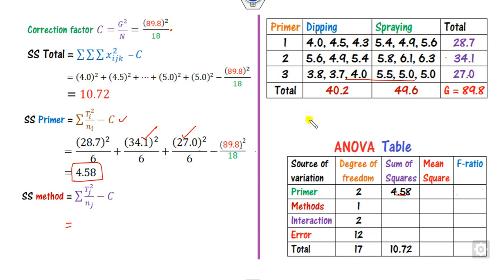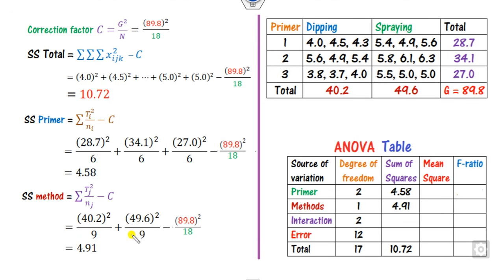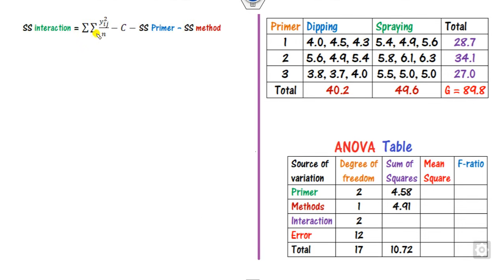Similarly for the methods, the method total is 40.2 squared. How many elements are there in this column? It is 3 plus 3 plus 3, that is 9. Next one is 49.6 squared upon 9, and so on. You will get this number as 4.91. Now how do you find the interaction factor? That's very simple. Again you take this one minus C minus whatever you obtained. So this number we already obtained as 4.58, and this number we already obtained as 4.91.